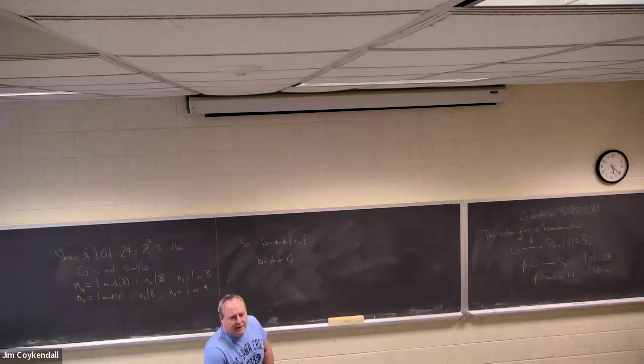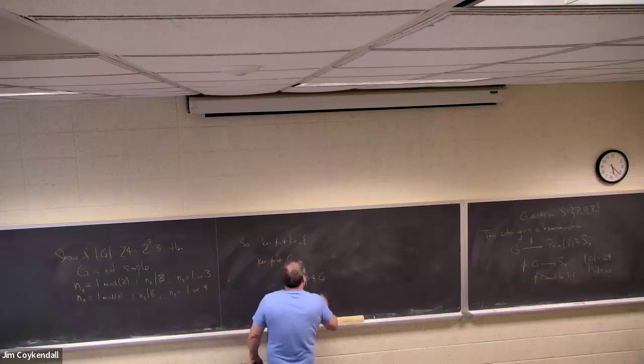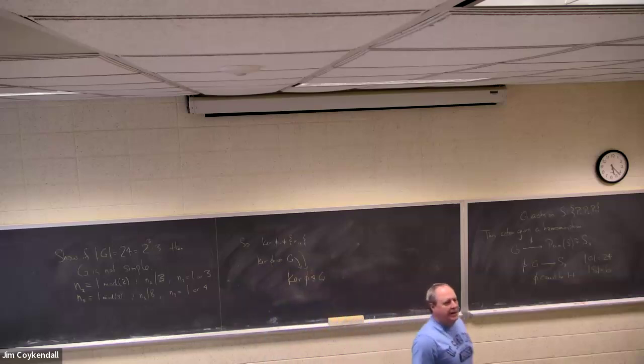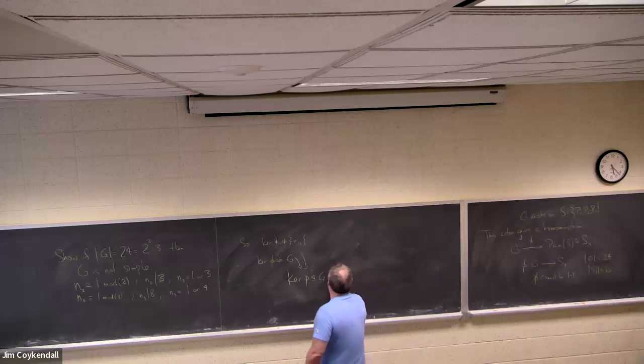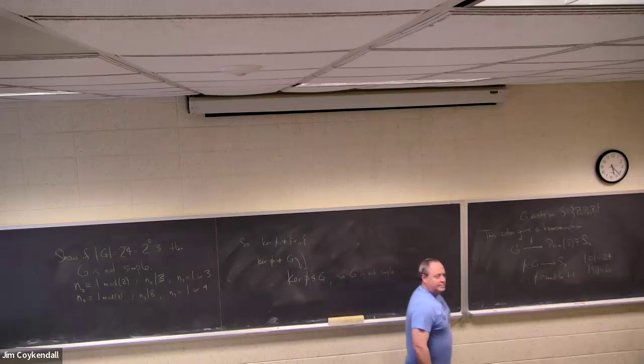What's the significance now? Yes. I was gonna say that the kernel's always normal. Correct. And the kernel of P is not G, and it's not the identity. So that means that G is not simple. So there's no simple group of 24.